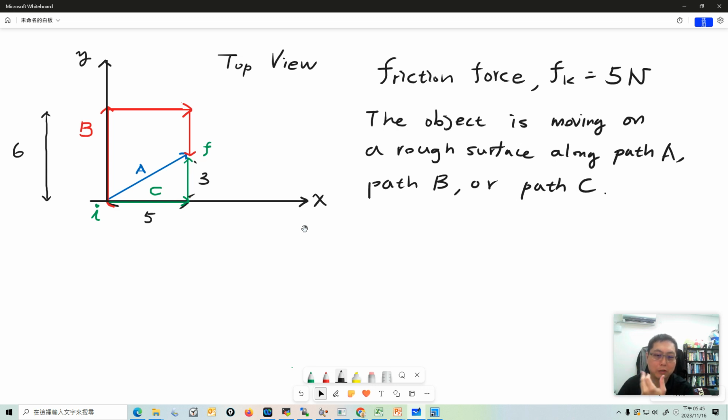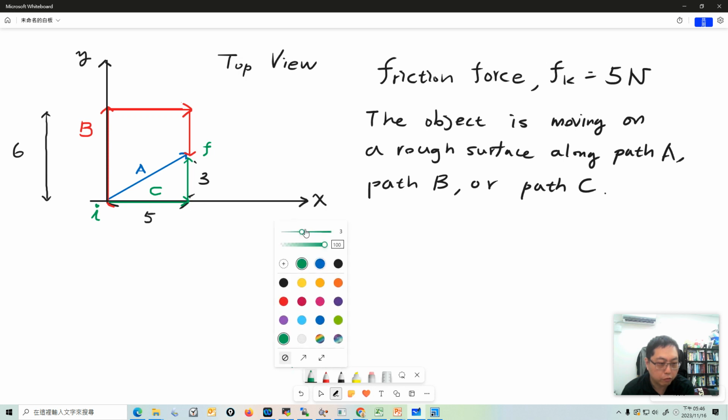We suppose the friction force is 5 Newton, and let's calculate the work done by the friction force along these three paths. How do we calculate the work done by a friction force? We will use this formula. Friction is always opposite to your moving direction.